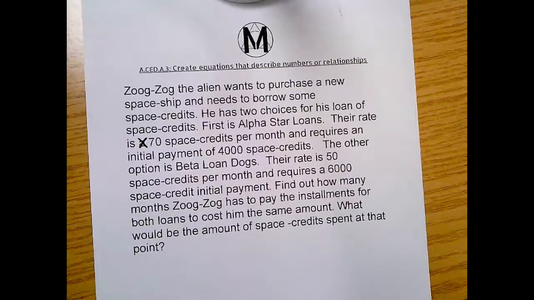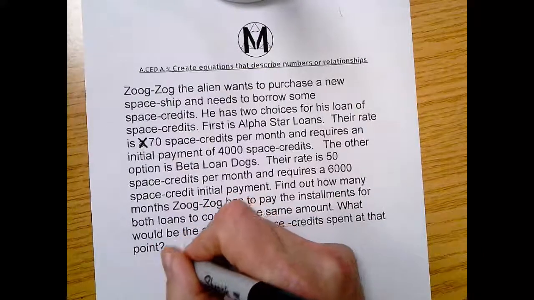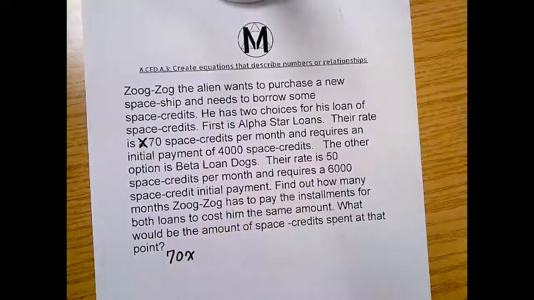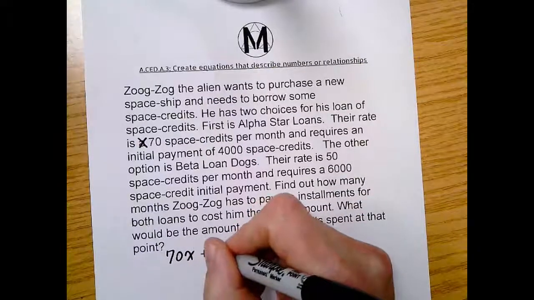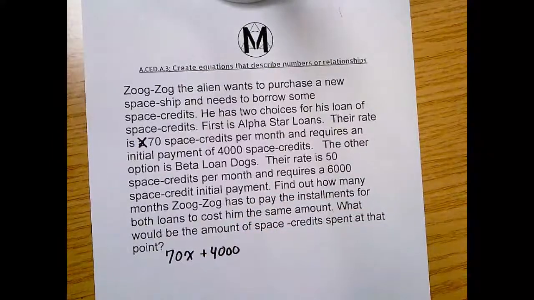If we go to Alpha Star Loans, their rate is 70 space credits per month. So if it was 1 month, it'd be 70. If it was 2 months, it'd be 140. 3 months, 210. Long story short, we don't know how many months, so we're going to call that x. So we have 70x. But no matter what, you need to pay them 4,000 space credits out the gate up front. So you walk in, you want a loan. They'll give you the loan, but you got to pay them 4,000 first.